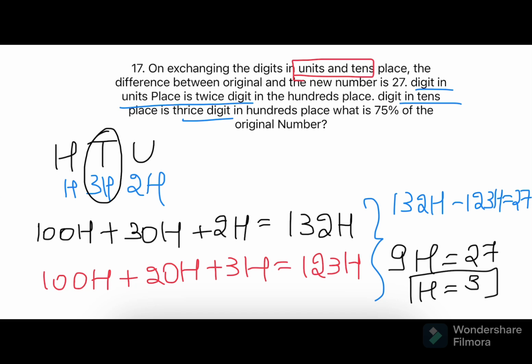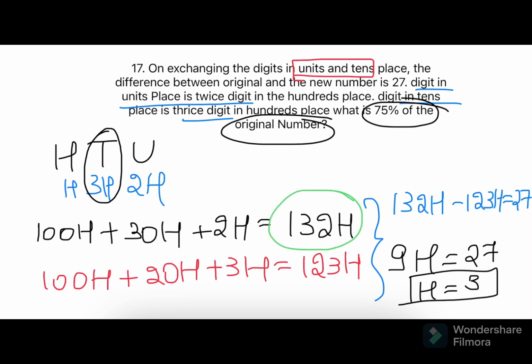So this is not the answer. We just know h is equal to 3. What is the actual question? 75% of the original number. Now where is the original number? 132h. This is the original number.